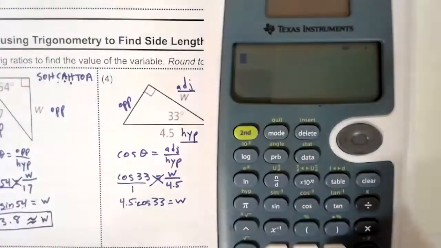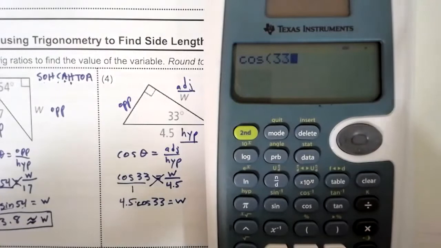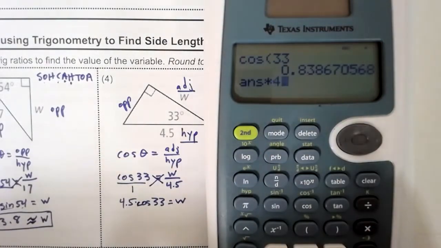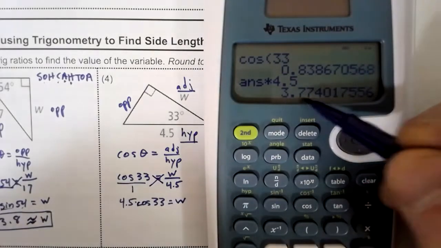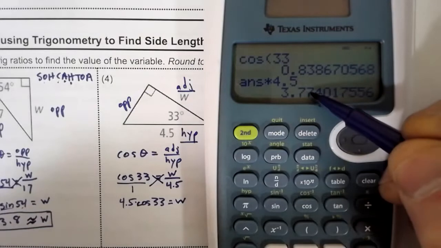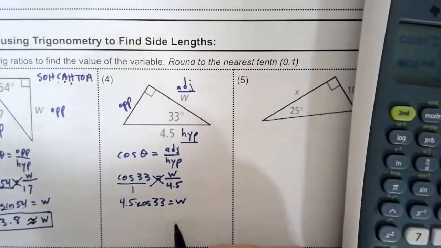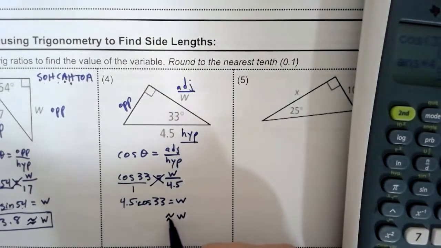All right, now let's get our calculator out here, and we'll clear all this out. Cosine of 33 equals 0.8 something or other, times 4.5. What does that equal? 3.77. Those are the first 3 digits that I'm concerned with. This second 7 is 5 or bigger, so it tells the first 7 to go up, giving 3.8. Therefore, W is approximately 3.8.